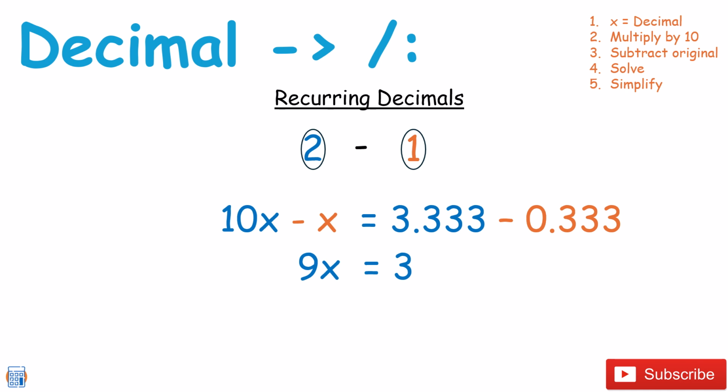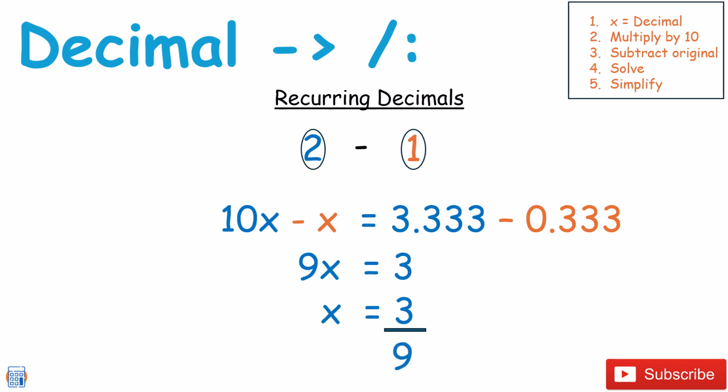Next step, solve. Let's solve for x. We need to divide by that 9. You get 3 over 9. And then the last step is simplify. You get a third. So that basically just proved that 0.333 is equal to a third, which we already knew. But it's good to actually get an idea of how we knew that was proved. They might ask you to check, or they might ask you to do 0.666 or something along those lines, and the method's exactly the same.